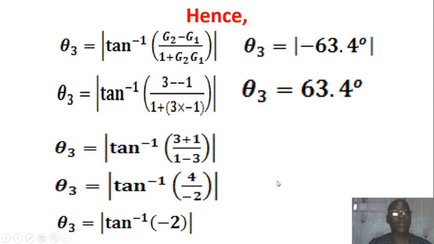Then we put in the formula exactly the way it was given. We are looking for theta 3. Put in the values, G2 is 3, G1 is minus 1, evaluate, and come down to see that theta 3 is equal to the absolute value of arc tan of minus 2, which is the absolute value of minus 63.4 degrees, giving us 63.4 degrees.